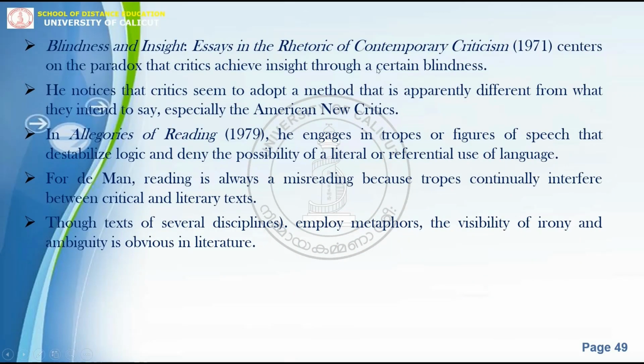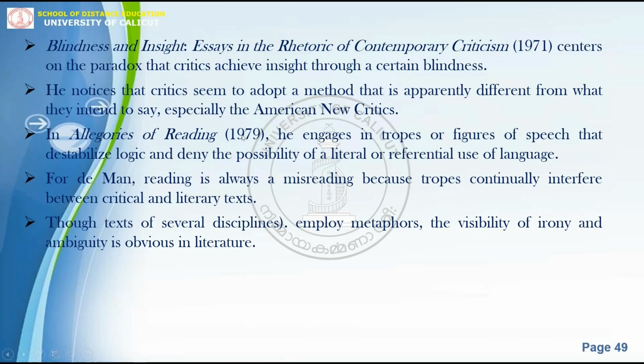Blindness and Insight: Essays in the Rhetoric of Contemporary Criticism, published in 1971, centers on the paradox that critics achieve insight through a certain blindness. He notices that critics seem to adopt a method that is apparently different from what they intend to say, especially the American New Critics.